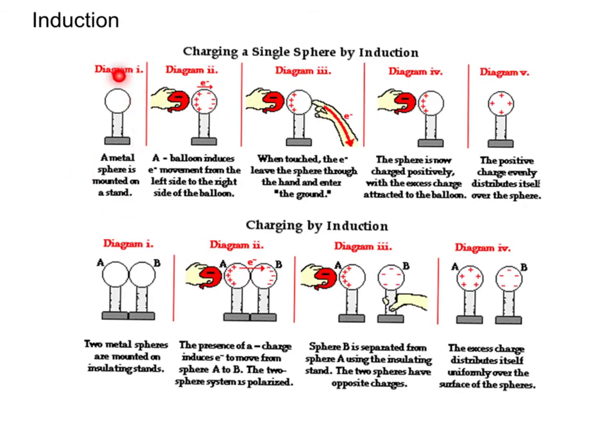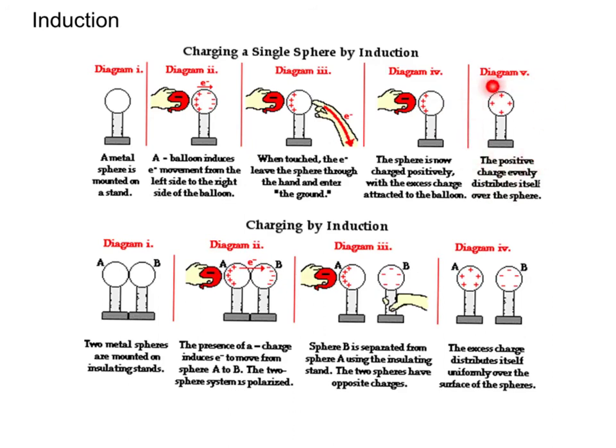Here, I start with a metal sphere mounted on an insulated stand, and then I bring a negatively charged object, such as this charged balloon, near it without actually touching. What that does is it separates the charge in that metal sphere. It causes those negative charges to move to the other side of the metal sphere. Then, if I touch the metal sphere with a finger, it gives those electrons, those negative charges, somewhere to go. It gives them a ground to go to. We call this grounding or earthing.